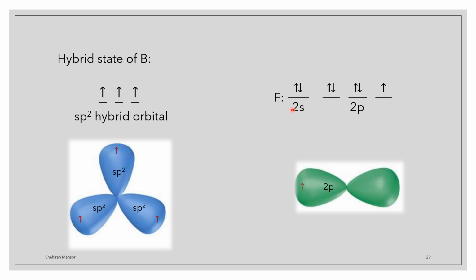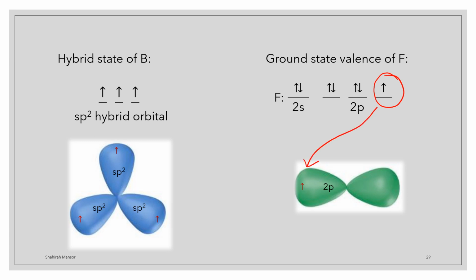But for fluorine, since fluorine is not hybridized, we will write the ground state valence configuration of fluorine. From this valence configuration, we find that there is one single electron. So the overlapping of this single electron with boron is what will produce the single covalent bond. So you have to write this single electron in the 2p orbital.